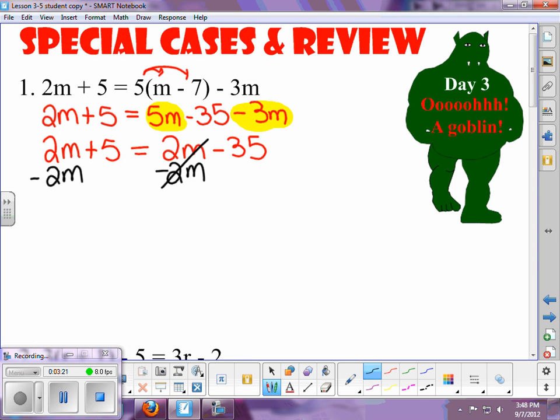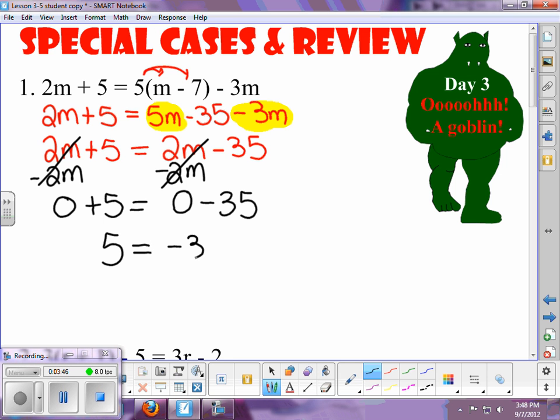So what happens? On the left, 2m minus 2m is 0. So on the left side, you really have 0 plus 5. On the right side, 2m minus 2m is also 0. So on the right side, you have 0 minus 35. So do the arithmetic. 0 plus 5 is 5. 0 minus 35 is negative 35. The variables cancel out.